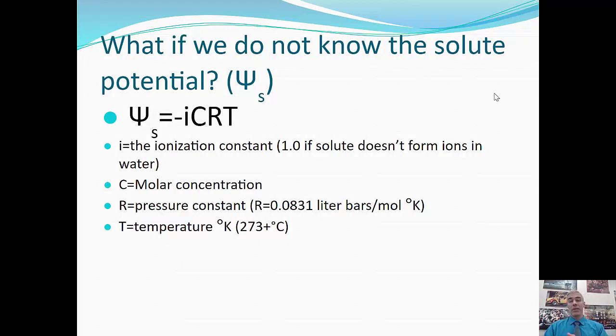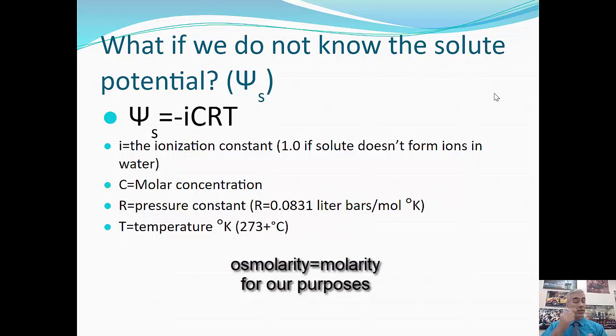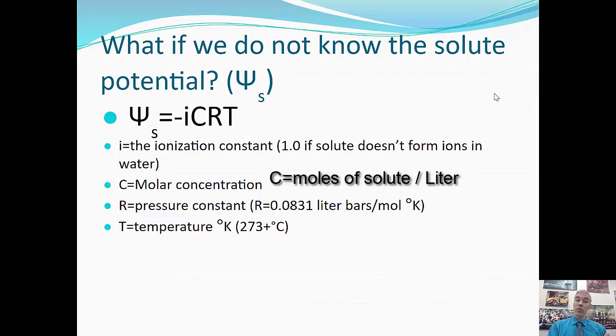So if we do not know the solute potential, we have to calculate it. There are a bunch of different things here, but the most important thing to understand is the concentration. The ionization constant is also important, which I'll talk about in a second. But the concentration is the big thing that affects it, and that's usually measured in molarity, sometimes called osmolarity. It means the same thing. It's just a measurement of concentration and the ability for that concentration to cause osmosis. So that's what the C stands for.